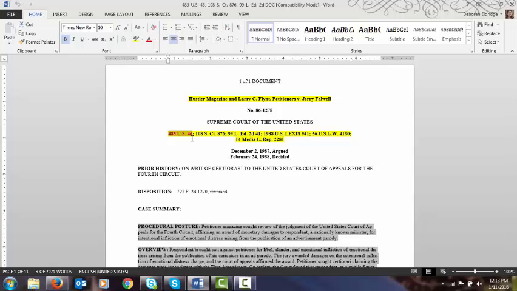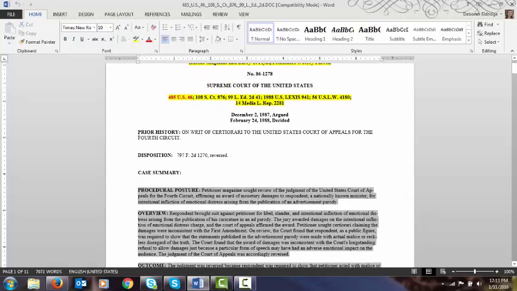So you would know you're looking at the correct case, the case that you need to look at for the assignment. Alternatively, you could have used the parties' names, plaintiff versus defendant, but by using the case citation itself, you know you're getting directly to the right case.